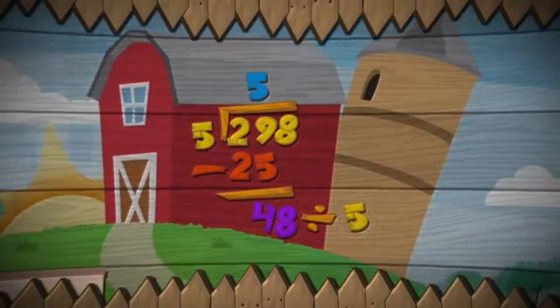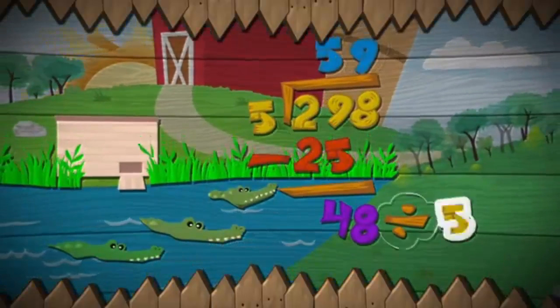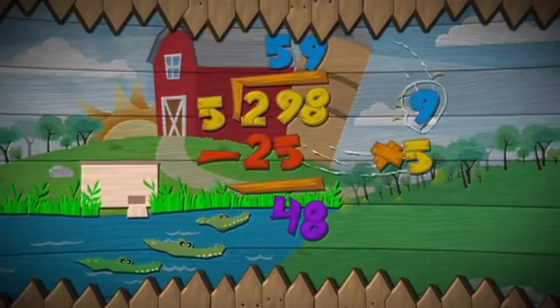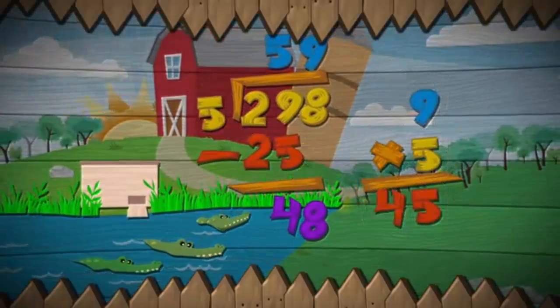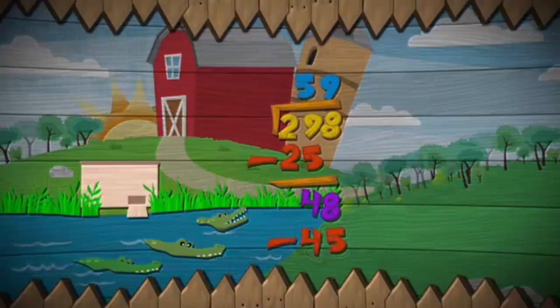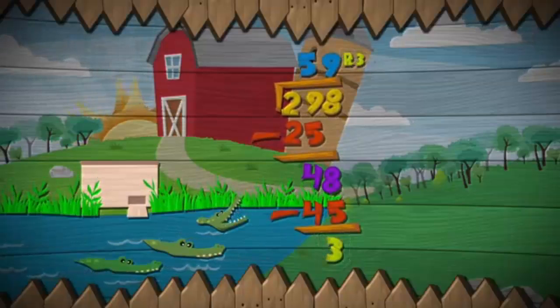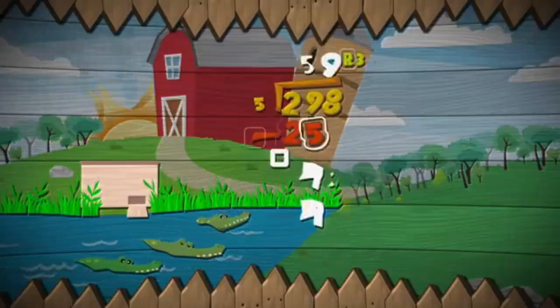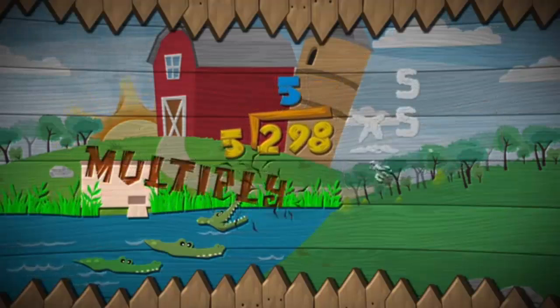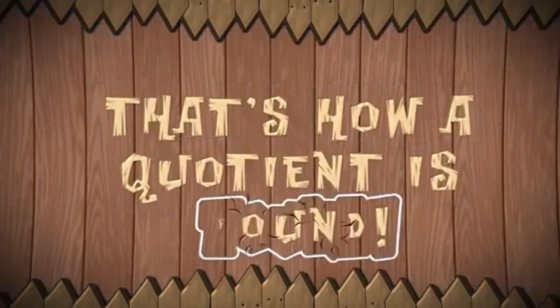Divide 48 by groups of 5. You will find that there are 9. Put that 9 above the line and multiply 9 by 5. Then draw a subtraction sign and write the 45. The remainder is 3, so write our 3. That's how easy division can be. Divide, multiply, subtract, bring down. That's how a quotient is found.